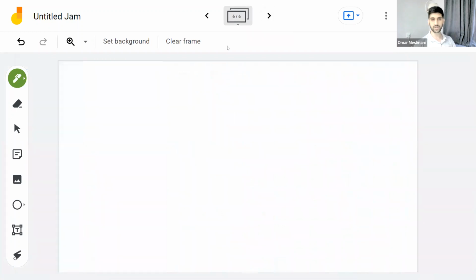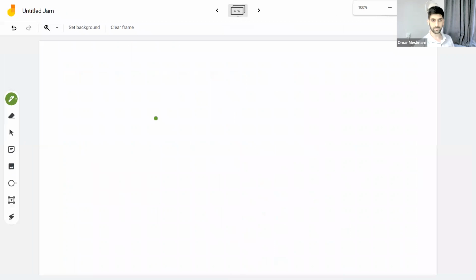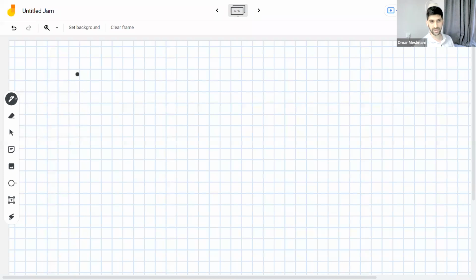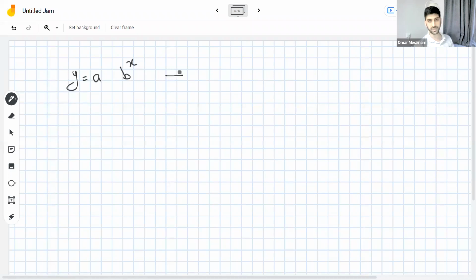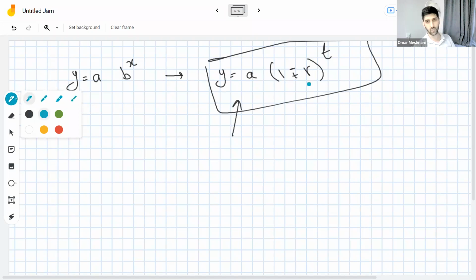Okay, so the exponential equation, again, what is it? Y equals A multiplied by B to the power X. Sometimes I can use this: Y equals the initial value times 1 plus or minus the rate, to the power of time. I'm going to use this a lot. We use this one once you have the rate as a decimal.